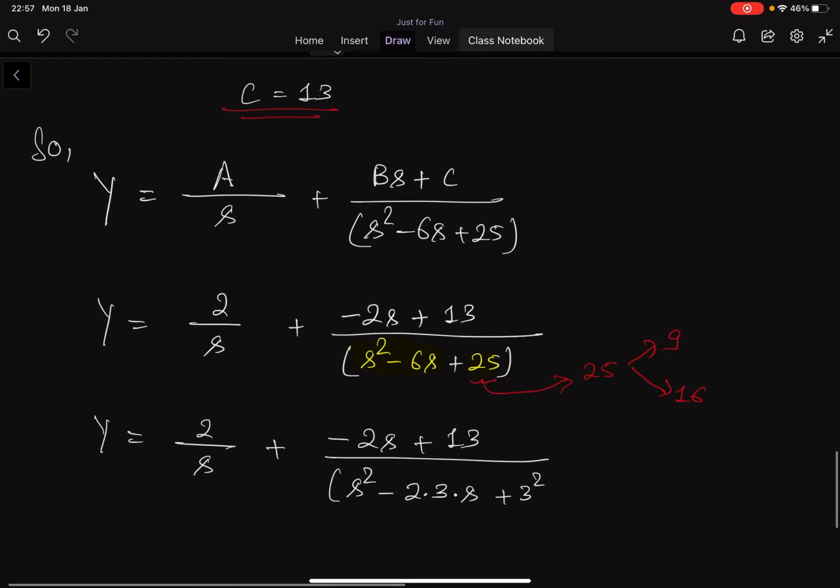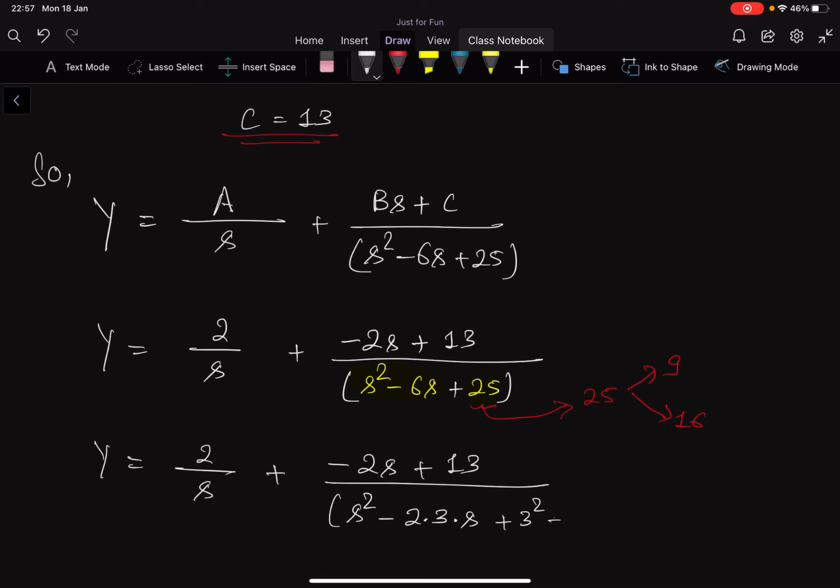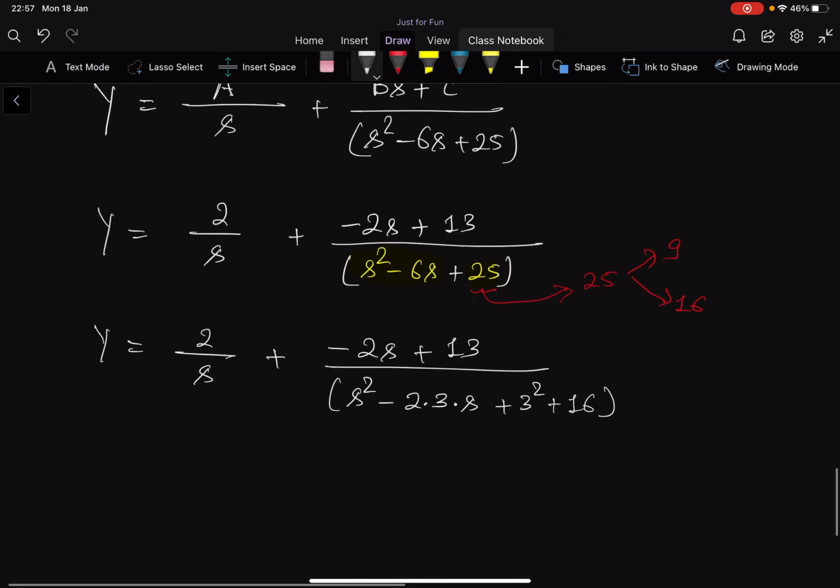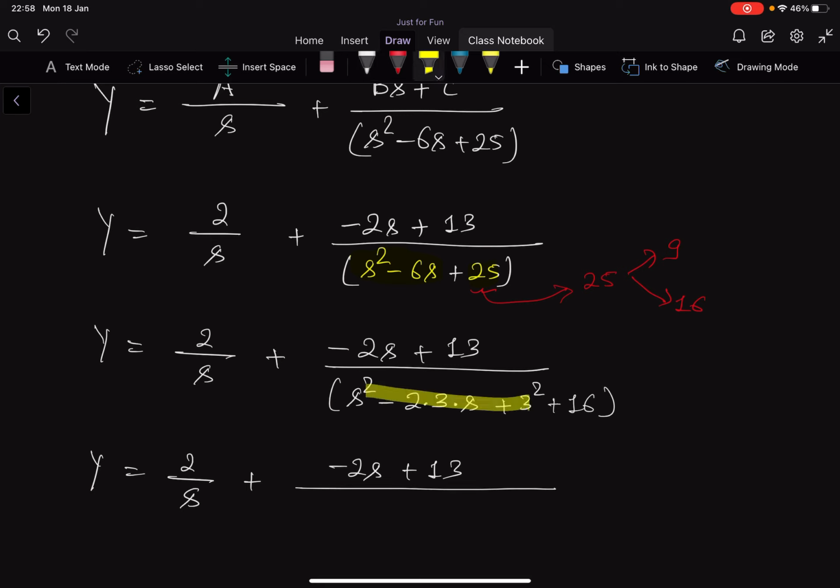Plus 16. So technically I'm breaking that 25 into 9 and 16. Okay, so I will get y equals 2 over s minus (2s plus 13) divided by... So if you just look at this section here, this is kind of an a square plus b square formula, or a square minus b square formula. Okay, so it's going to give me (s minus 3) whole square, and whatever is left over is plus 16.